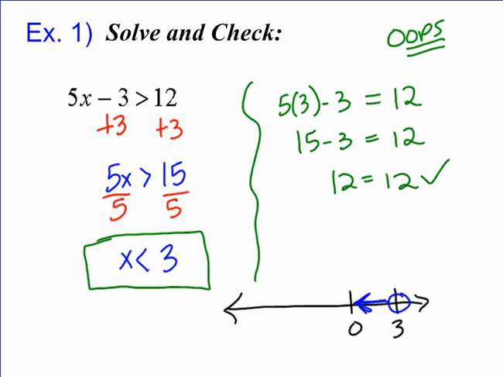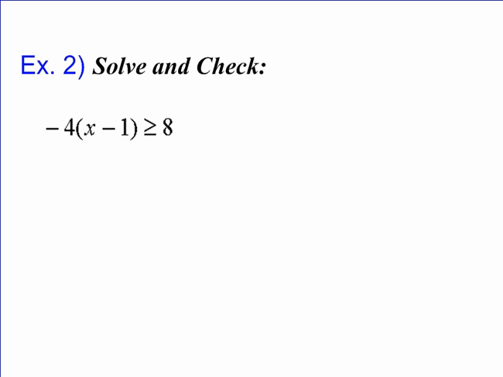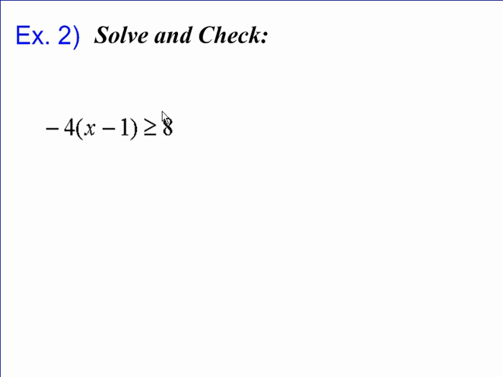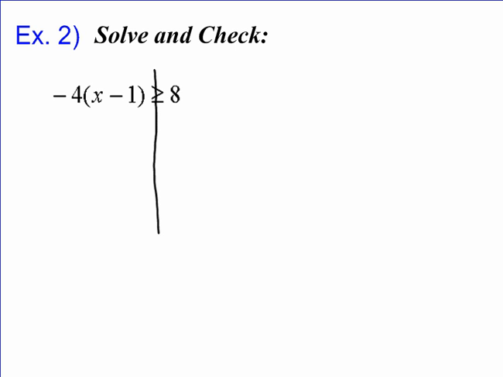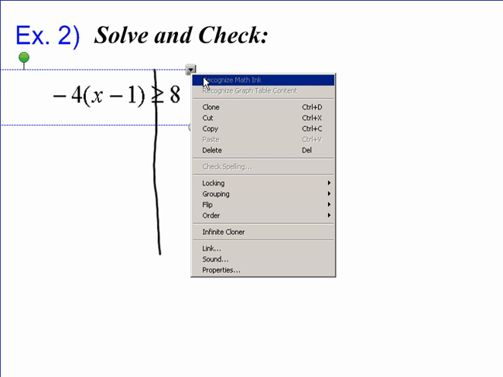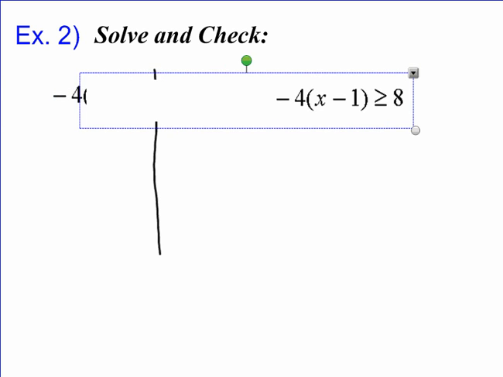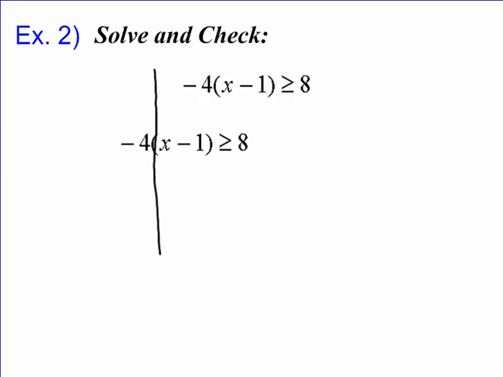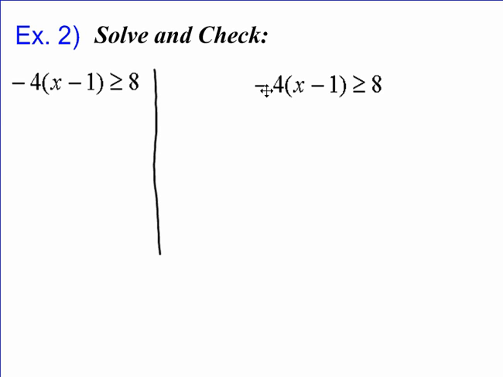Okay, let's do it again. This time we'll get at something a little more involved. We have negative 4 times x minus 1 is greater than or equal to 8. I'm going to draw a little line down the side here because that might help some people. Now there are 2 ways to do this problem. Let me duplicate this. I'm going to show you 2 different ways to do it.